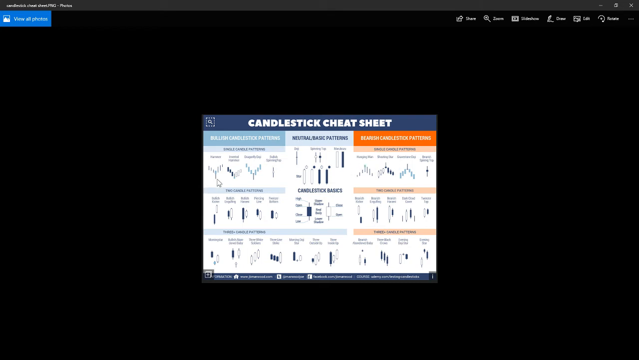You've got your hammers. You see that you get the trend reversal after the hammer. Same with the hanging man here at the bottom. I don't really follow this one too much, but I do love hammers. The dragonfly doji as well. It's basically just the buyers becoming in charge. You've got your dojis, your spinning tops, your marubozu, your stars.